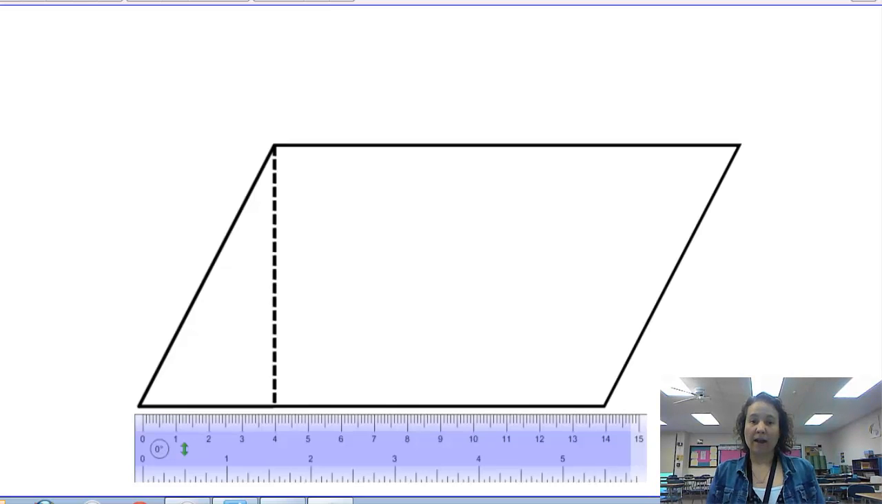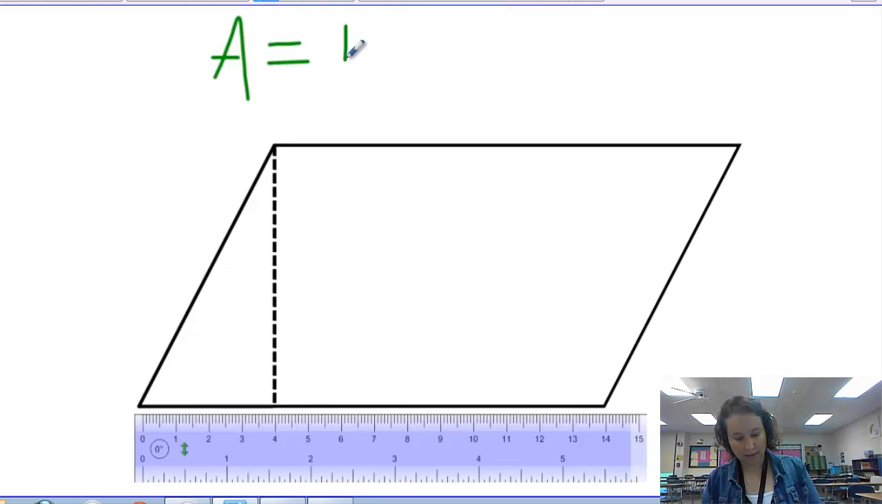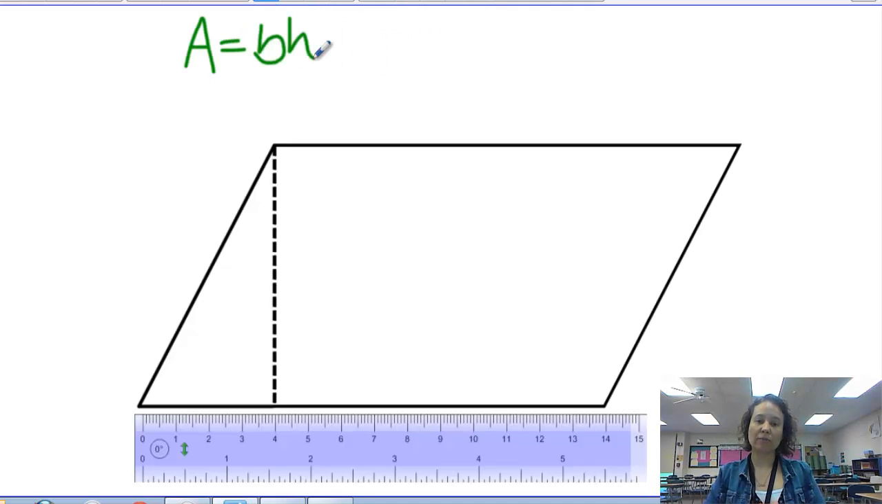Here we have a parallelogram, and remember that we can find area of a parallelogram by just multiplying the base times the height. And so the important thing to be able to find on a parallelogram is to understand what the base and the height are.